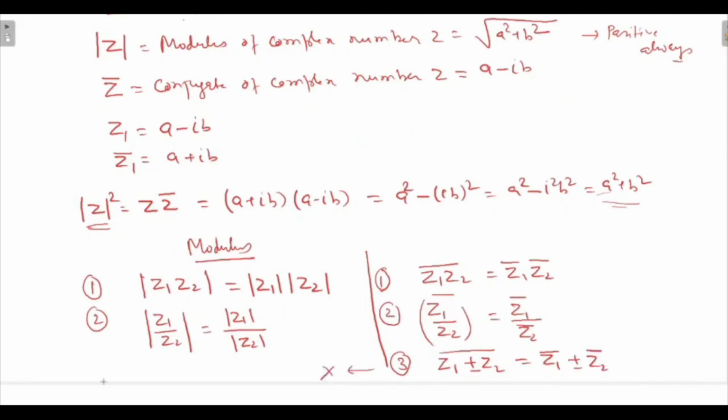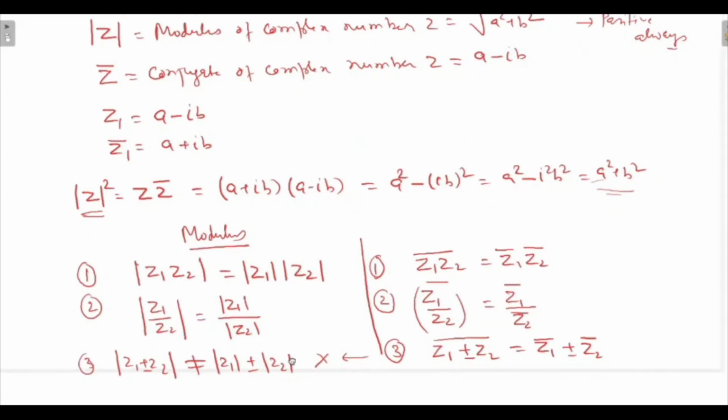Okay, so what I mean here is the modulus of z1 plus or minus z2 is not going to be equal to the modulus of z1 plus or minus the modulus of z2. Okay, so this is not going to happen. So these are the properties. If you have any questions here, you can ask me. Only thing is, if you have to prove it, maybe we can prove one of these so that you understand how these properties are generally proved.